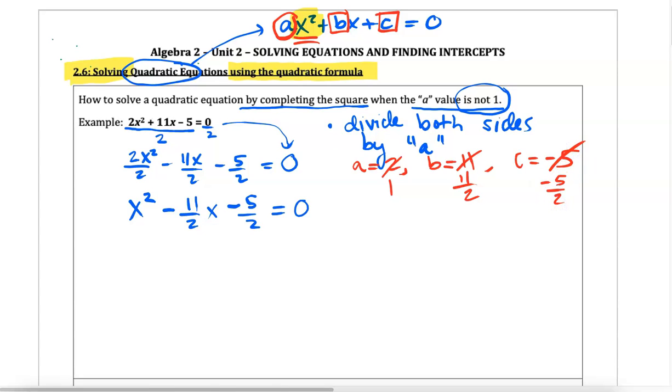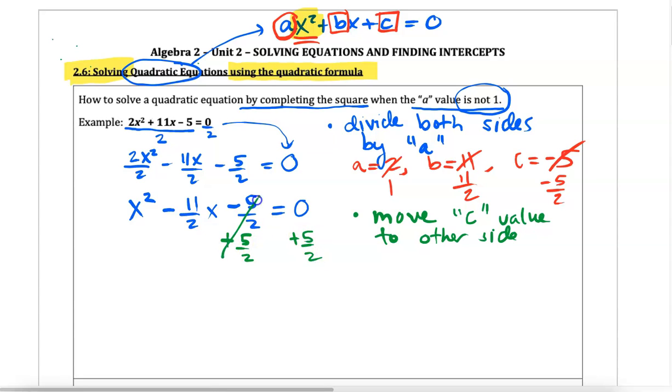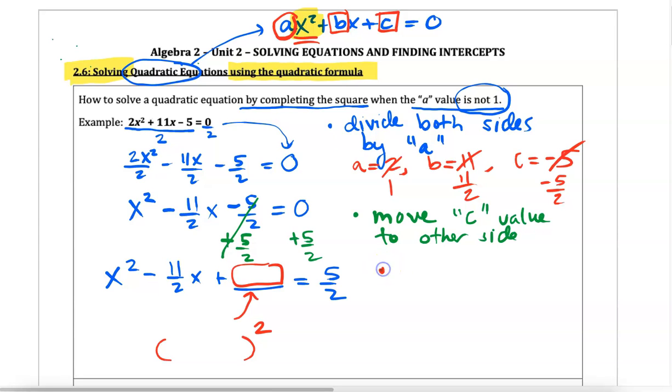So now I'm going to do the completing the square process. So then we move the c value to the other side. So I'm going to add the 5 halves to the other side so that I can clear up some space to complete my square. So I'm going to try to find the perfect number that I could plug in here that will allow me to eventually factor the left side into a perfect square. So that was our 2.5 lesson.